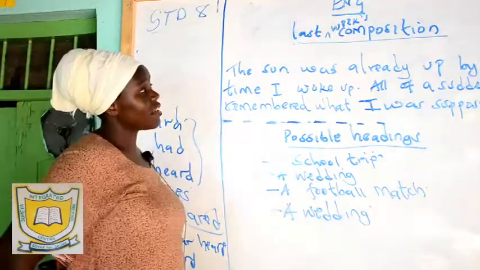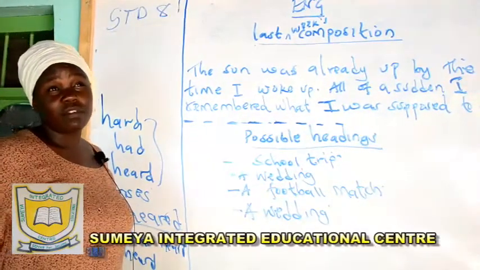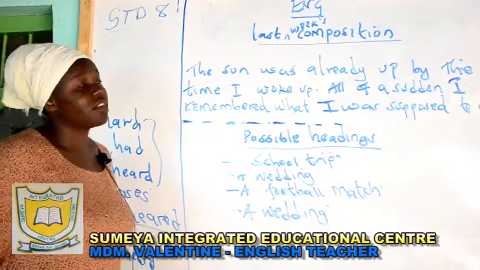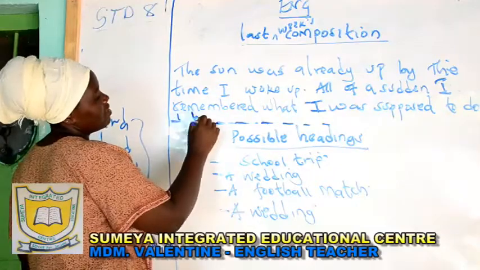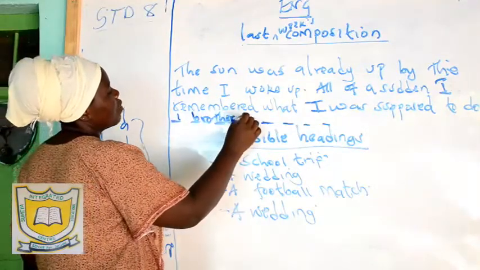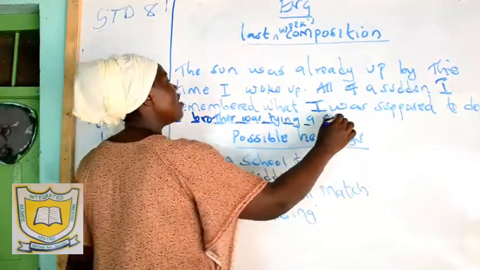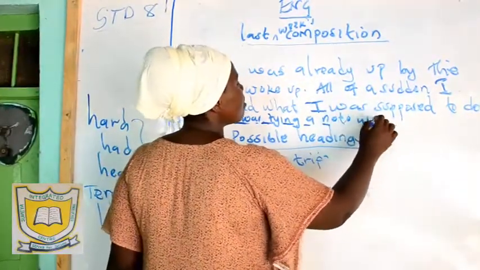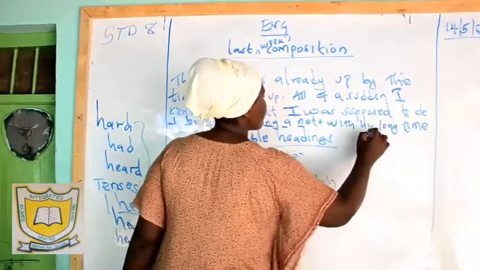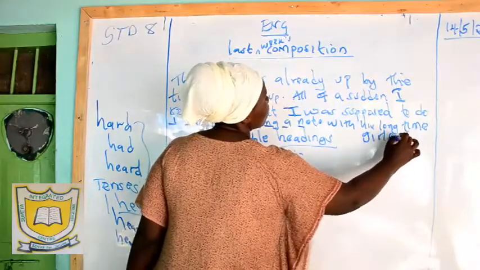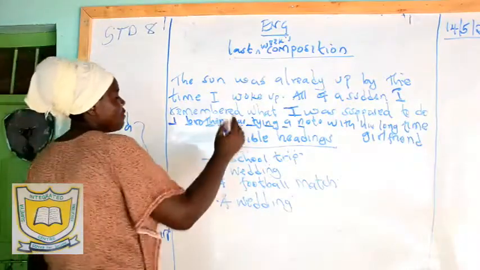So you say, the sun was already up by the time I woke up. All of a sudden, I remembered what I was supposed to do. What was I supposed to do that day? You can say, I remembered what I was supposed to do. Maybe this is my continuation: my brother was tying a knot with his long-time girlfriend.